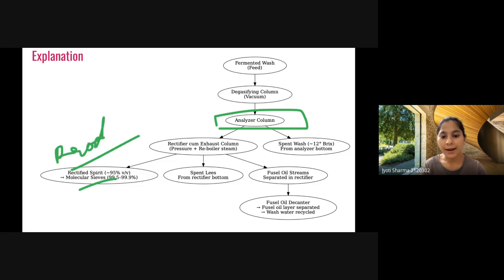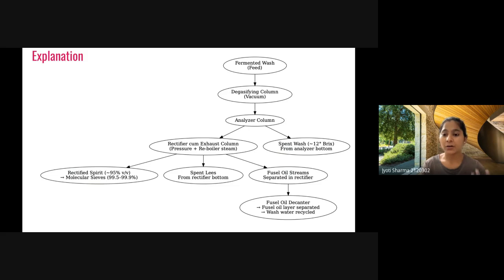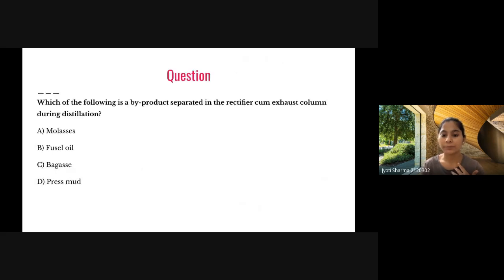This is the product, and the side product will be fusel oil, spent wash, and then a lot of things that we will discuss next. But just keep in mind that the product is rectified spirit, but the byproducts are spent wash and fusel oil. Whenever we have treatment processes, we have to take care of this spent wash and fusel oil.